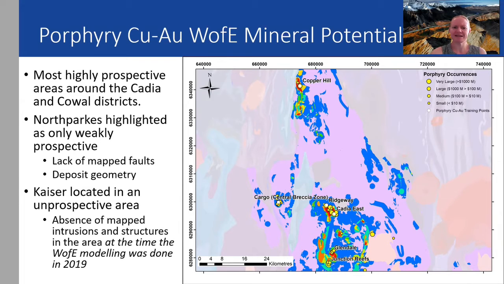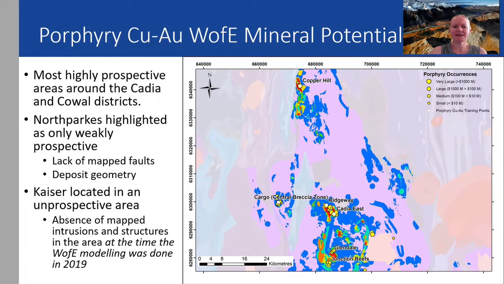Which is basically, it's not that it's unprospective, it was just that at the time the weights of evidence modelling was done, there was an absence of mapped intrusions and structures in the area. But as I was saying, they have now been found, they've now been mapped, and they are being integrated into the Geological Survey's Seamless Geology database. But when we did this modelling, that wasn't actually available to us.